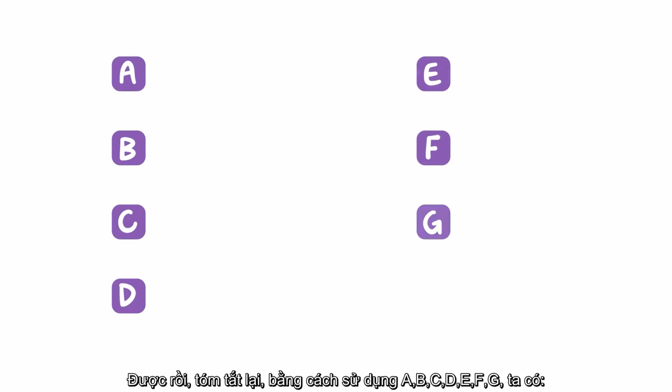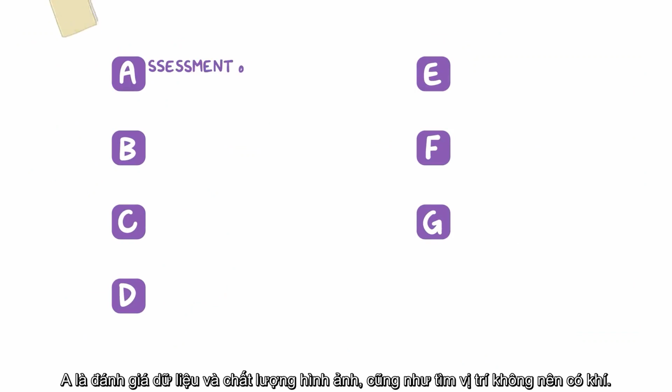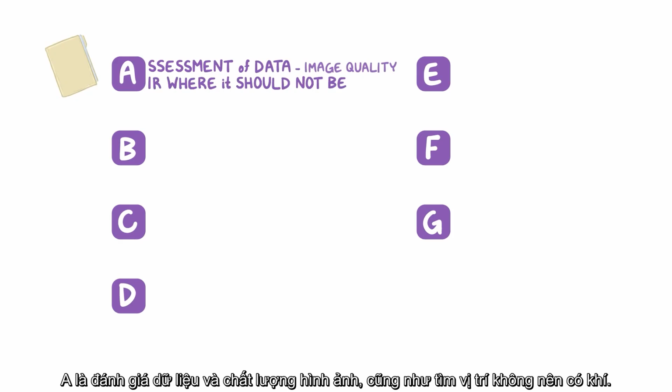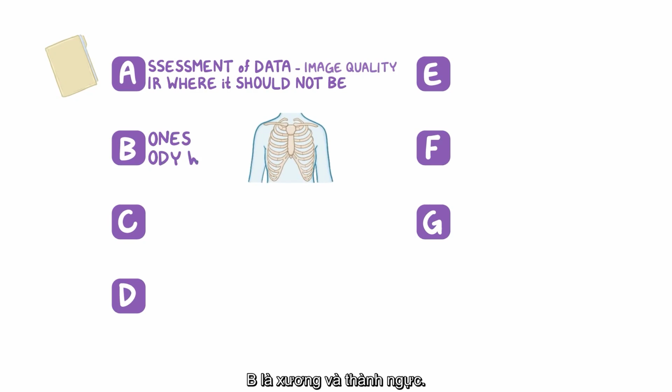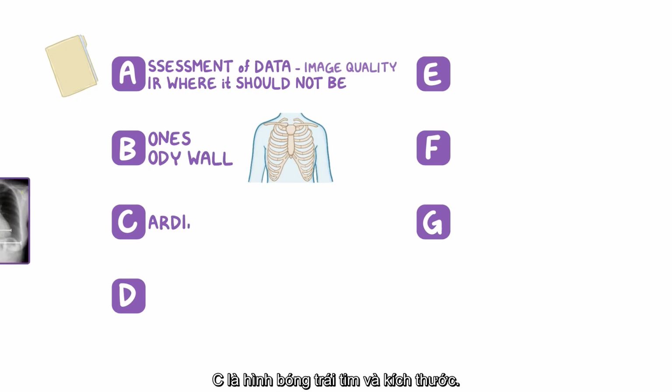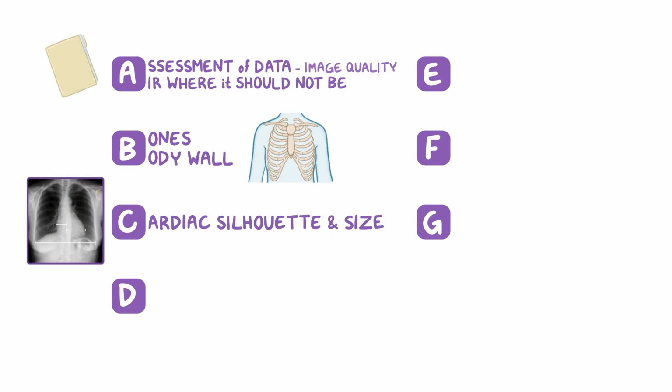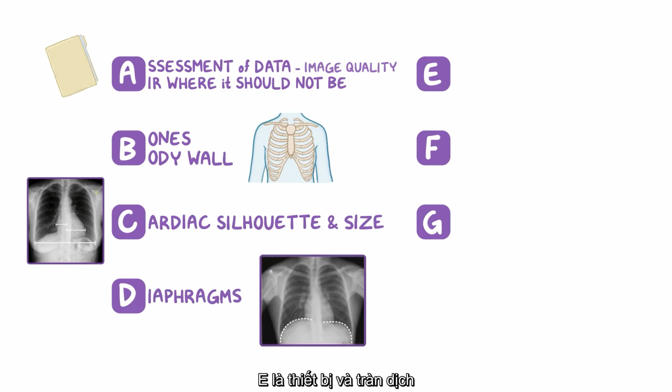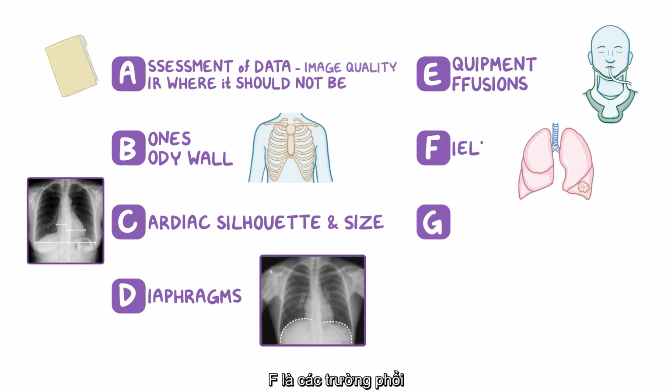Deviation may be the result of congenital abnormality or disease. Okay, to recap, using A, B, C, D, E, F, G. A is for the assessment of data and quality, as well as looking for air where it should not be. B is for bones in the body wall. C is for cardiac silhouette and size. D is for diaphragms. E is for equipment and effusions. F is for lung fields. And G is for great vessels.